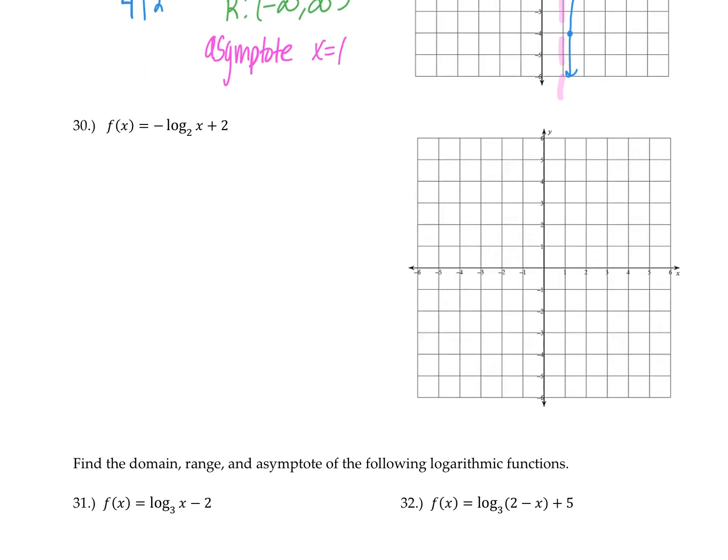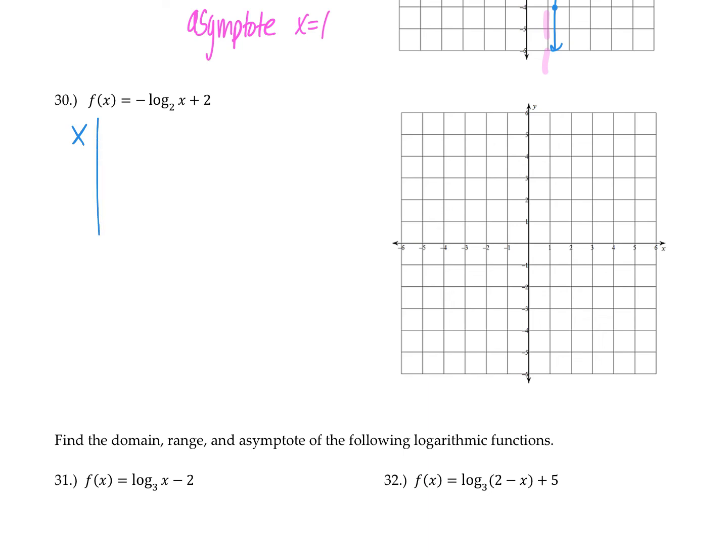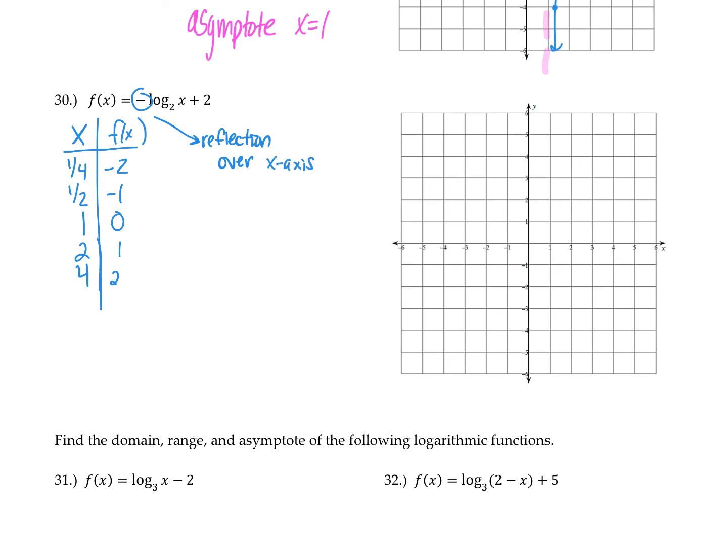All right, let's graph this next one. I'm going to copy this table down again so I can use it for reference. So (-2, 1/4), (-1, 1/2), (0, 1), (1, 2), (2, 4). All right, so this negative in front means I have a reflection over the x-axis. So that means I'm going to basically multiply all my y's by -1. This +2 means I'm going up 2. So that's what I'm going to do to all my points.